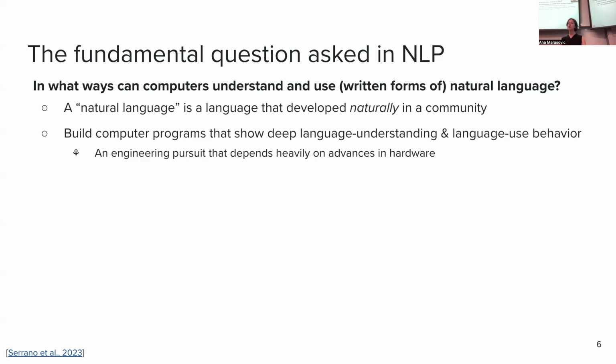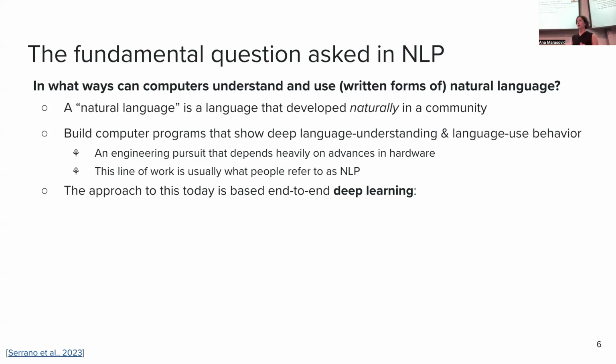And this is heavily an engineering pursuit. It relies on advances in hardware. By now, most of you have heard of GPUs and how GPUs are important for this line of work. And this is what people usually refer to as NLP, most commonly, but not always, and I'll come to that. So, okay, we said we are going to answer in which ways computers can understand and use natural language by building computer programs that show deep language understanding and language use behavior. The approach for building such programs today is based on end-to-end deep learning.